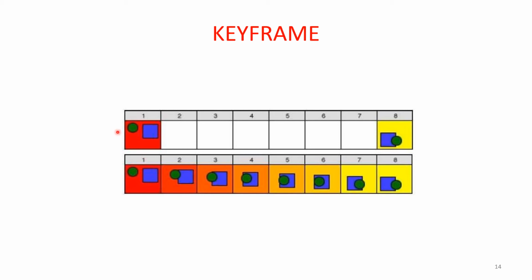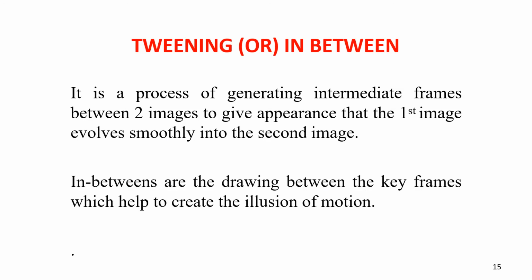But when we see this, and just after this keyframe, if we see this one, can we believe it? No. Our eyes will not be able to believe that this image suddenly becomes like this. So we need to add in-between frames between these two, initial and final, so that our eyes will believe it. That is known as tweening.